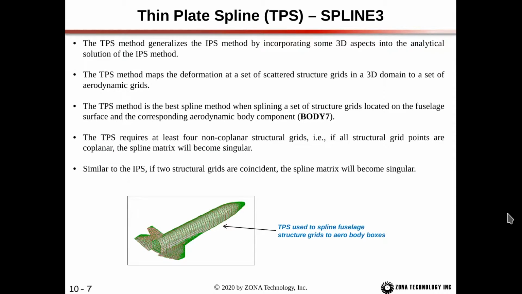Next we have the thin plate spline, which is spline 3, also called the 3D spline. So the thin plate spline method generalizes the infinite plate spline method by incorporating some 3D aspects into the analytical solution of the IPS method. And the thin plate spline method maps the deformation at a set of scattered structure grids in the 3D domain to a set of aerodynamic grids. And the thin plate spline method is the best spline method when splining a set of structure grids located on the fuselage surface and the corresponding aerodynamic body component, or the body 7.